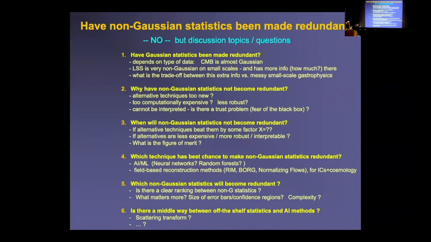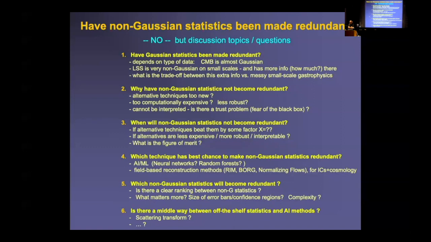Or is it, actually I just wanted to discuss this in general terms, like why would we ever stop using these traditional statistics? Yeah. So, yeah, actually, please jump in.